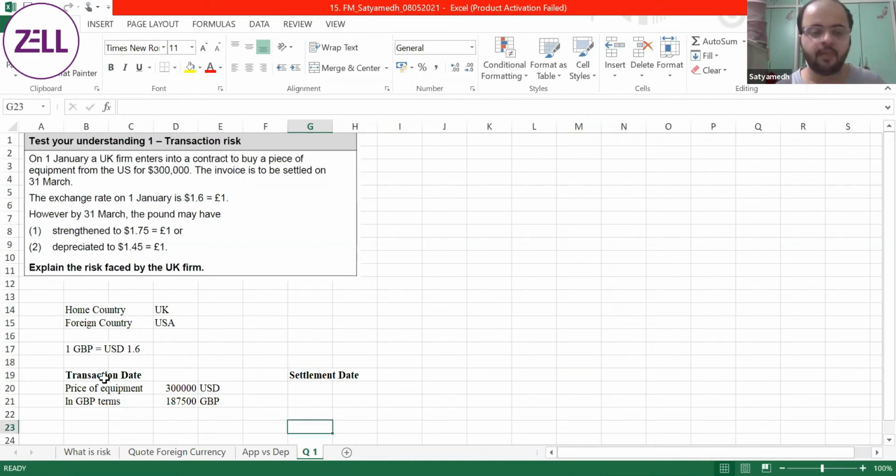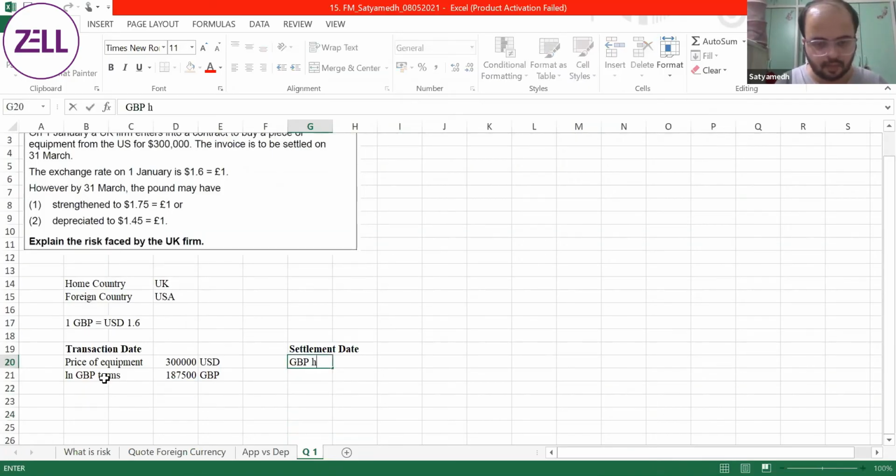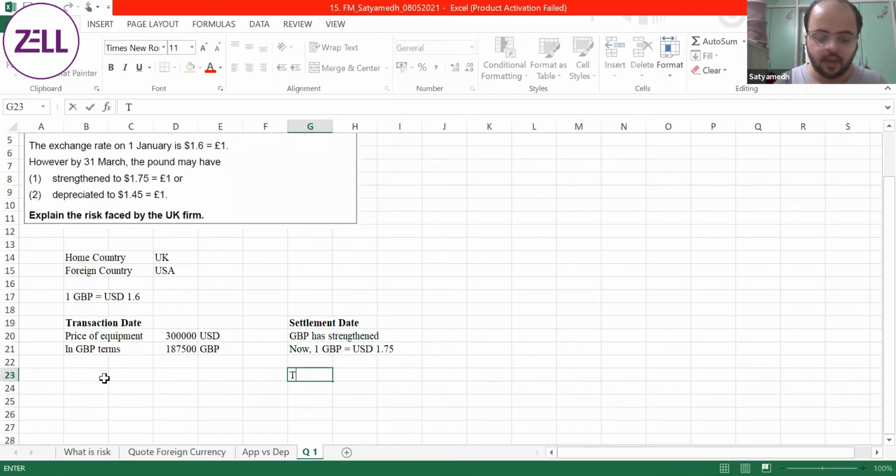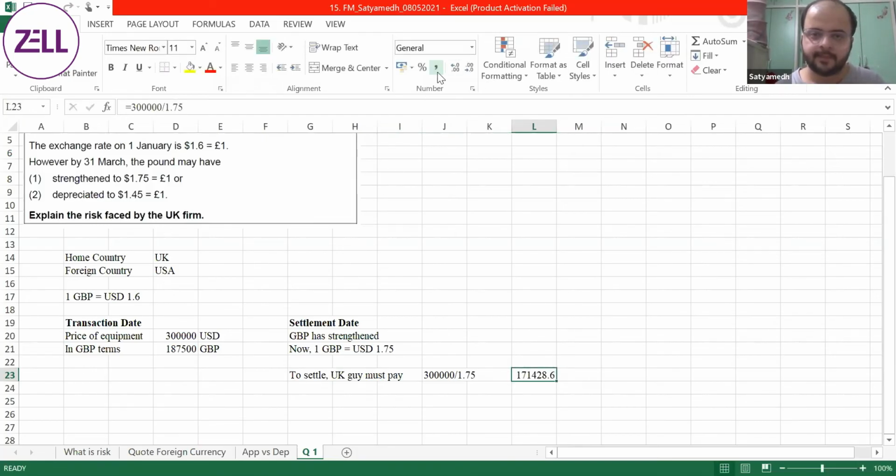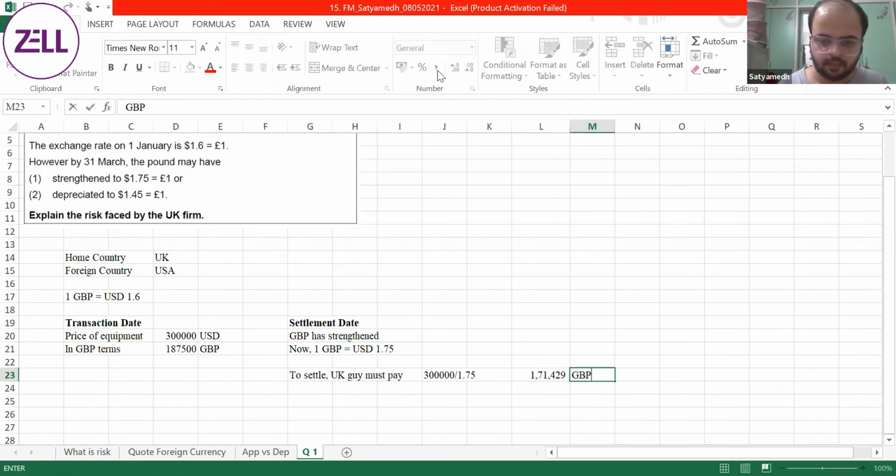What if the pound has strengthened? Now 1 GBP is equal to USD 1.75. To settle, the UK guy must pay how much? Sorry, 3 lakh upon 1.75. Are you with me so far? Yes, sir.